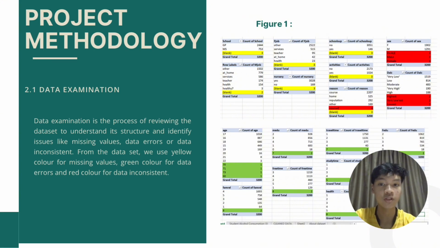And next, project methodology. 2.1 Data examination. Data examination is the process of reviewing the dataset to understand its structure and identify issues like missing values, data errors, or data inconsistencies. From the dataset, we use yellow for missing values, green for data errors, and red for data inconsistencies. Figure 1 shows the screenshot of the data examination.